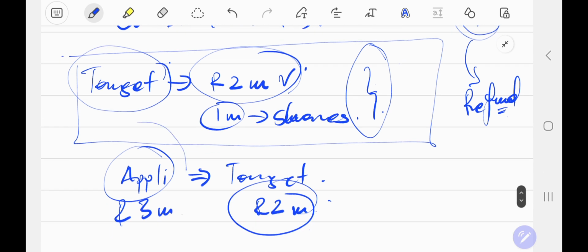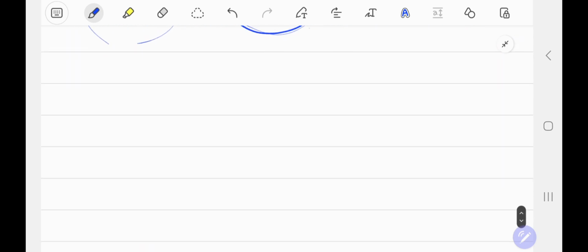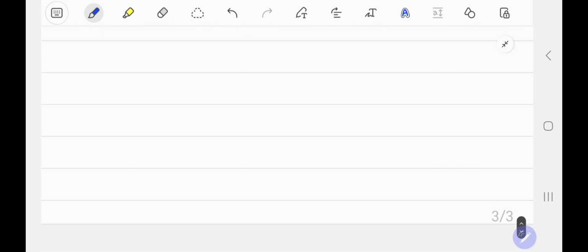When the amount that you've received from the applications is more than the amount that you wanted to raise, which is your goal, right? So that is what is going to happen.